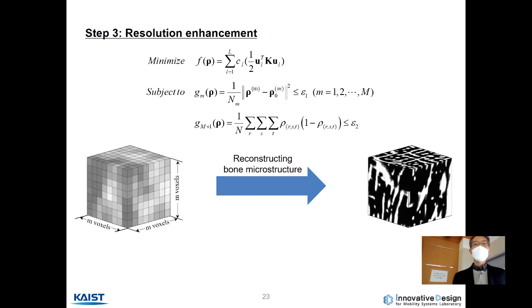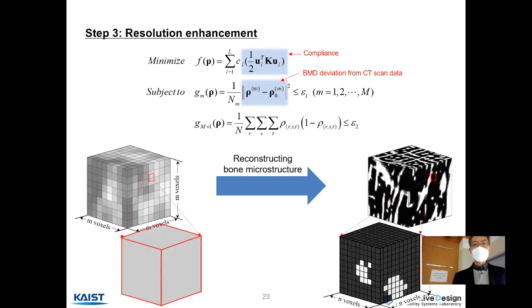So we can obtain the spatial density distribution from the CT scan data. This is measurable data. And second, we can approximate the local load on the cut boundary of local models. Then it means we are ready to solve the topology optimization. Here, the objective function is compliance minimization. Second is the BMD derivation from CT scan data. This is actually very simple.